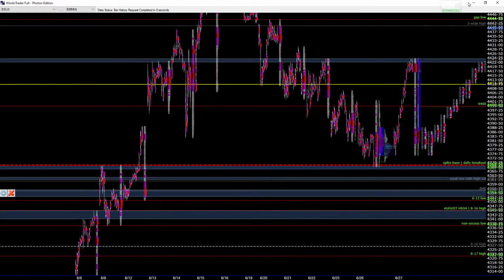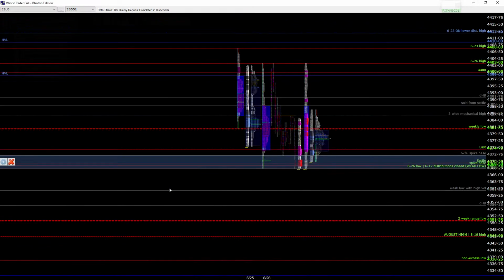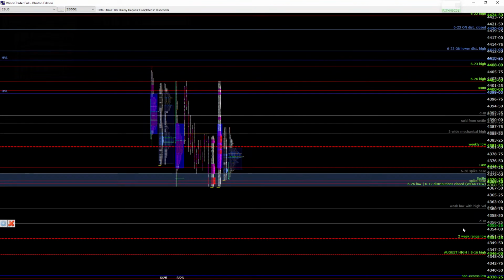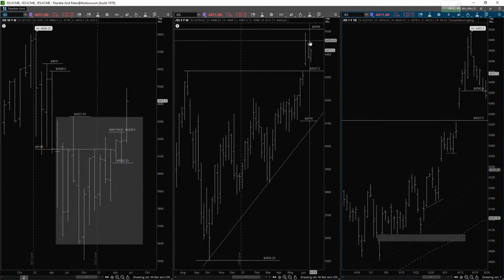All right. Now, let's go back to the replay. This is the replay that I have. You know this reference. What are these references for? 2-week range low, the weekly low. This week, we have an inside bar in the weekly time frame and this low here, okay?